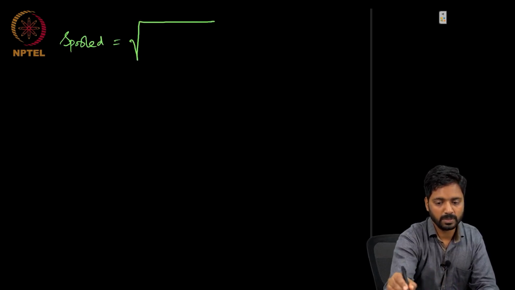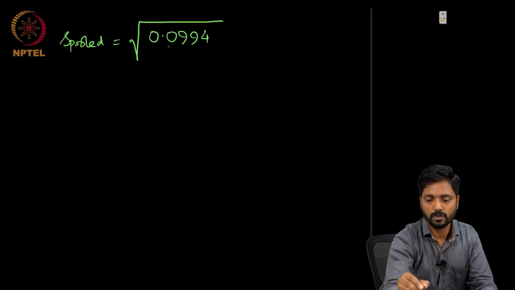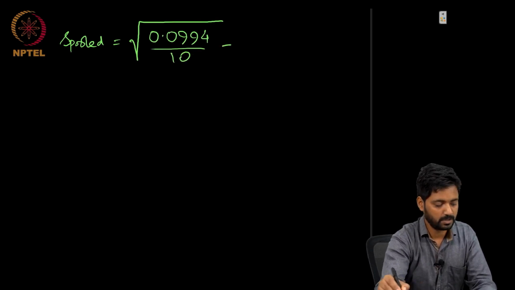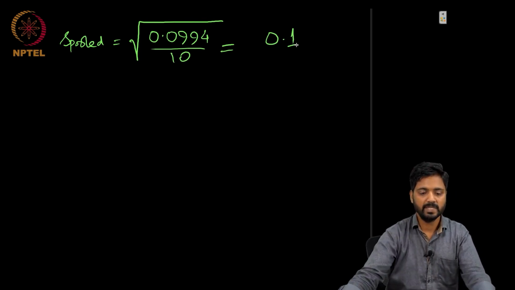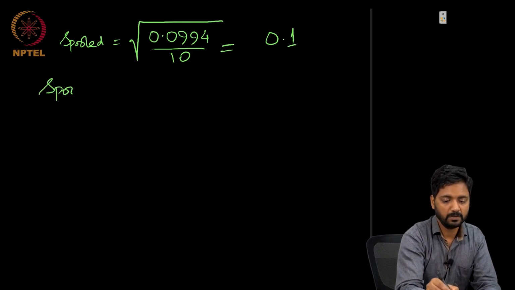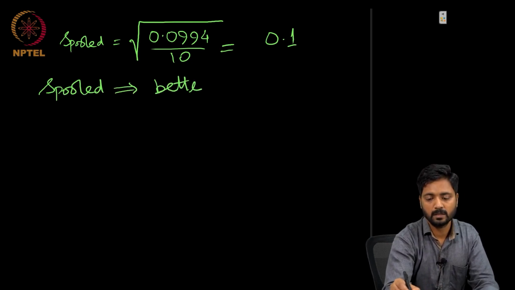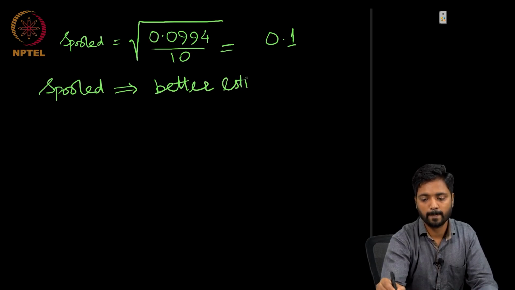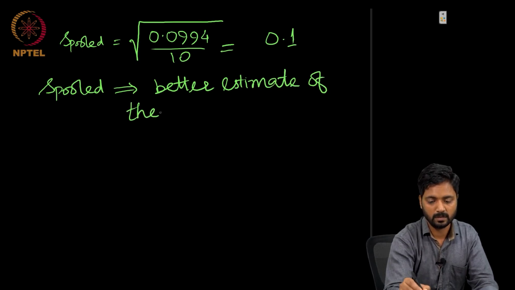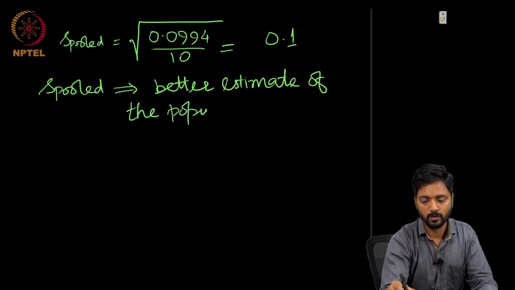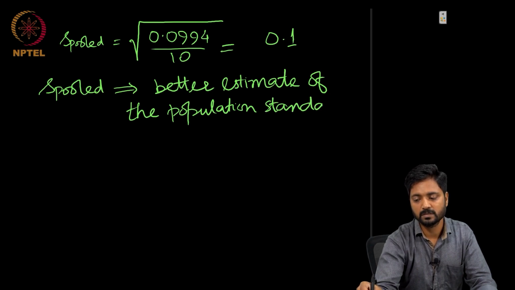now comes out to be the square root of 0.0994 divided by 10, which is ultimately going to be 0.1. So this S pooled value is a better estimate of the population standard deviation.